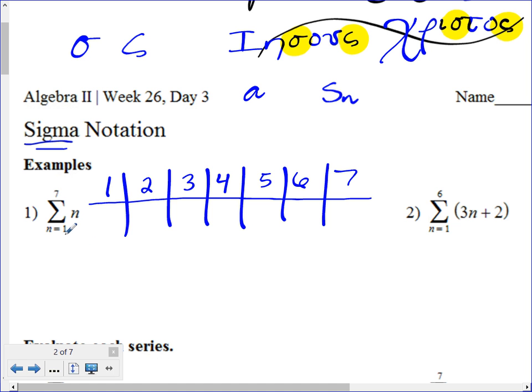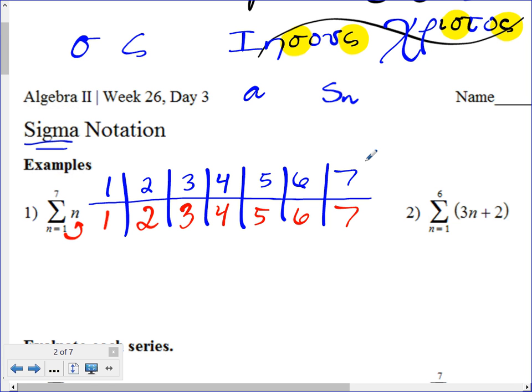If we plug 1 into the function, the first term, we get 1. If you put 2 in for n, you get 2. Don't overthink it. N equals 3, you get 3. Then 4, 5, 6. So this function is so easy. All you do is whatever you plug in is whatever you get.